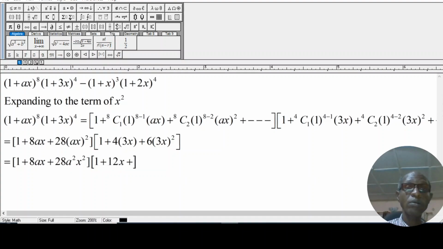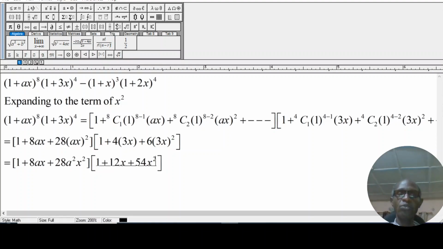12x plus, that's 9, that's 54, 54x squared. I've ignored the other terms. Just have that at the back of your mind. So we have dealt with the first side. So we can also do the same to the second side. So let's do that.